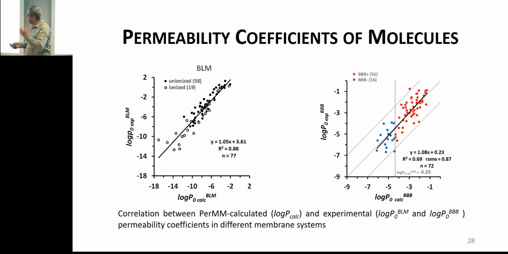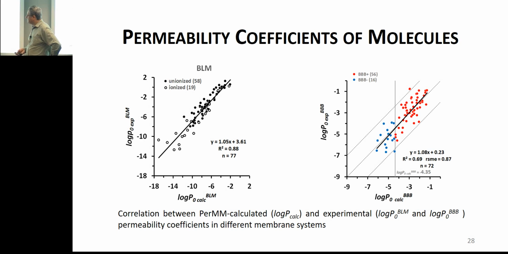Although it can actually be another model bilayer. And we did it for ionized and unionized compounds. And there is pretty good consistency here with a tilt-around unit and significant correlation.